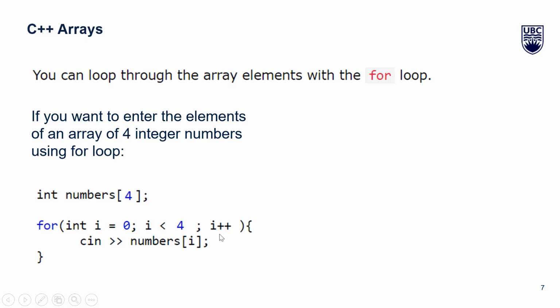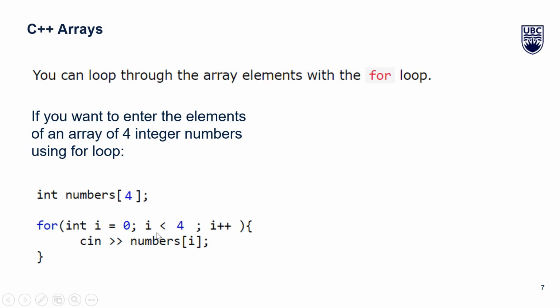We will increment the value of I. So I now will have the value 1, and we return back to the second statement to check our condition. 1 is less than 4, so we will execute our block of code. So we will enter the value of numbers of 1, which is the value of the second element, and so on until this condition becomes false.